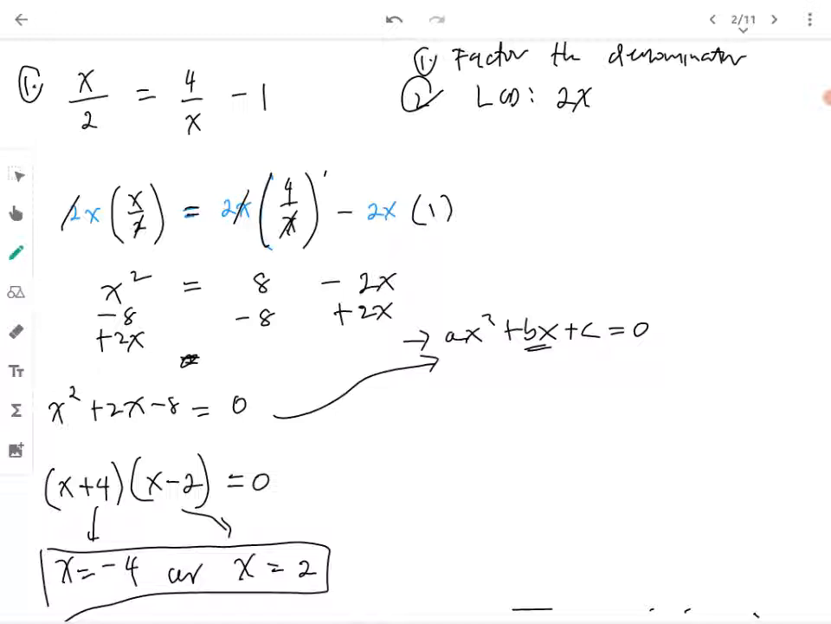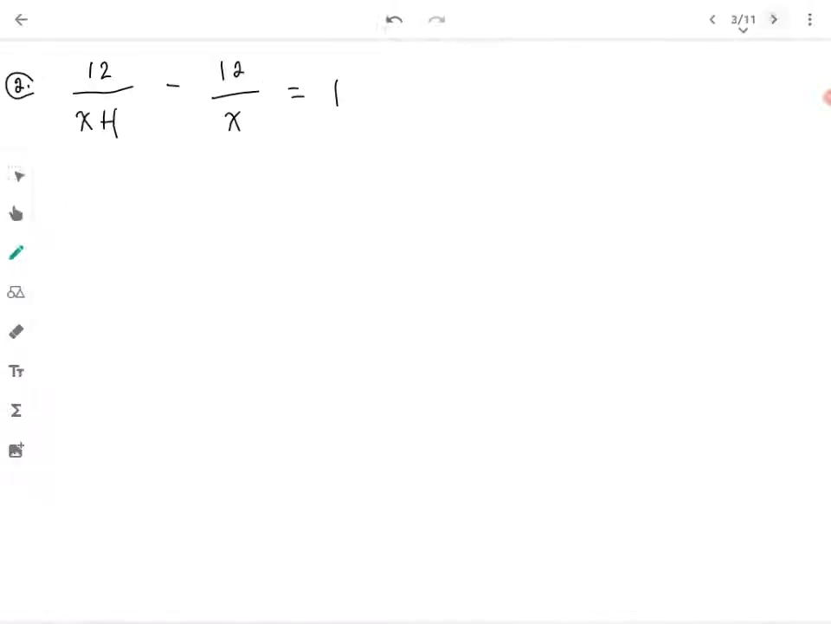Then let's proceed with number 2. Again, we factorize the denominators. We cannot factor x plus 1 anymore, and x we cannot factor anymore. So we directly jump to finding the LCD. For x and x plus 1, the LCD is x times x plus 1 because they are totally different. So we will multiply each term by our LCD, which is x times x plus 1.